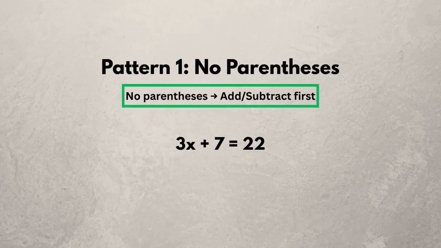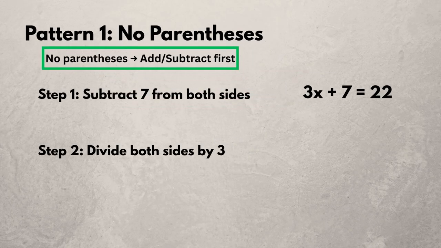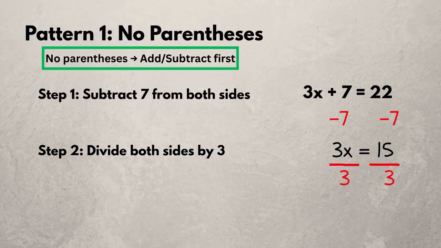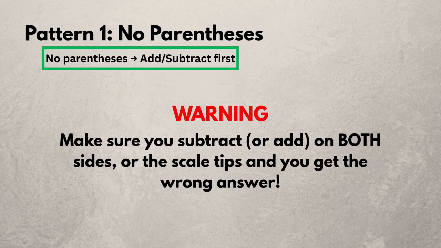If you see something like 3x plus 7 equals 22, there are no parentheses. So we start by undoing the addition or subtraction. Watch, subtract 7 from both sides, right? 3x equals 15. Then divide both sides by 3 and x equals 5. Super clean. Quick warning, make sure you subtract or add on both sides or the scale tips and you get the wrong answer.